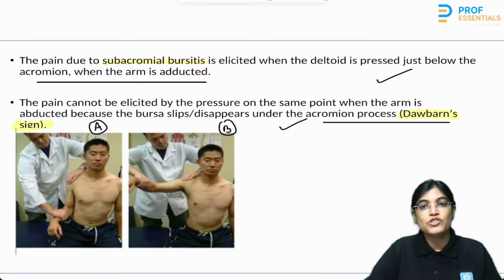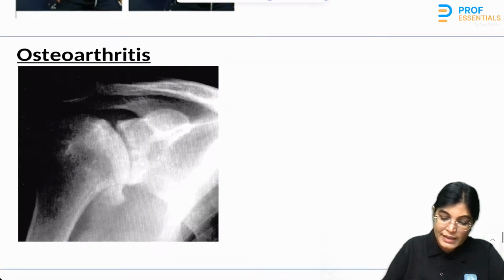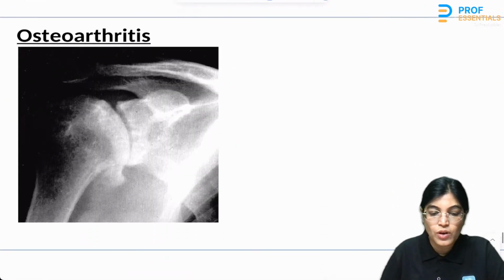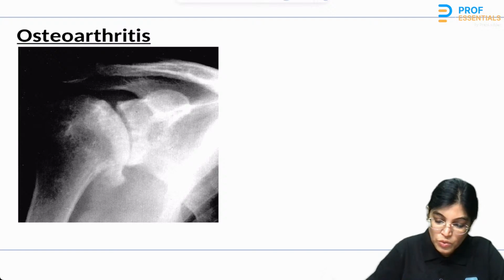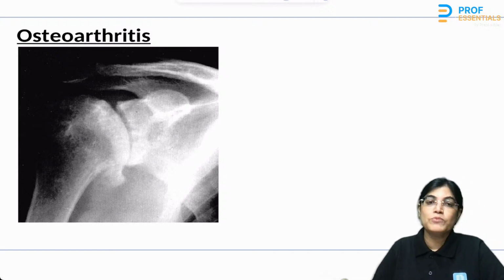Image A is the condition where we can feel the pain because of subacromial bursitis. Image B is releasing the pain. Another clinical condition is osteoarthritis. So osteoarthritic condition of the shoulder joint is less common as compared to hip joint and knee joint.